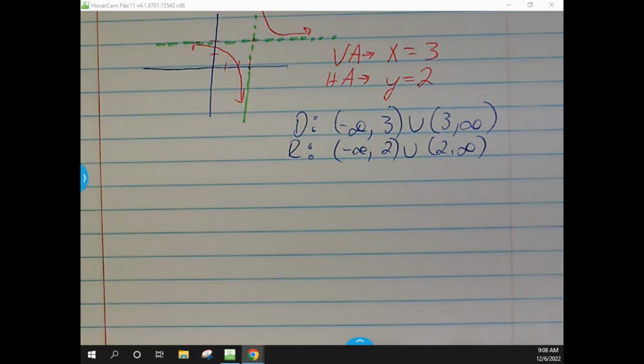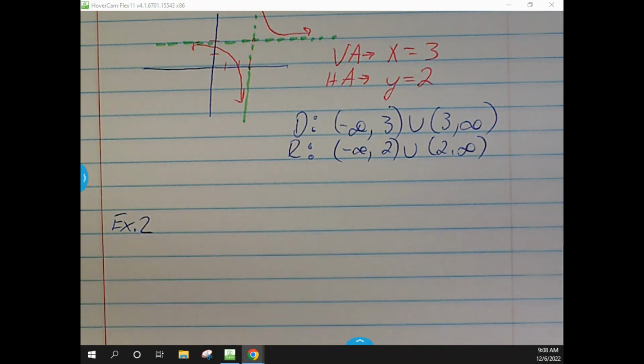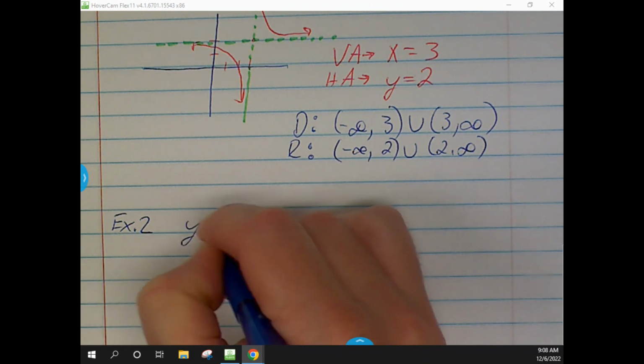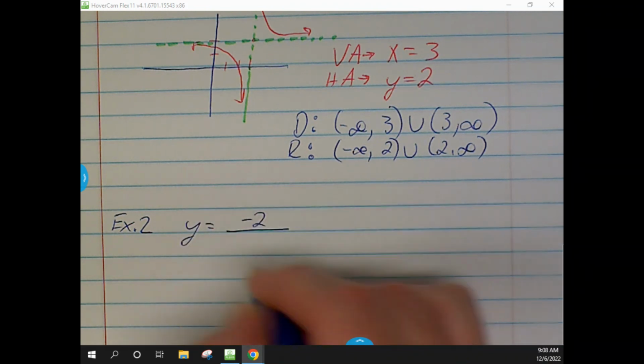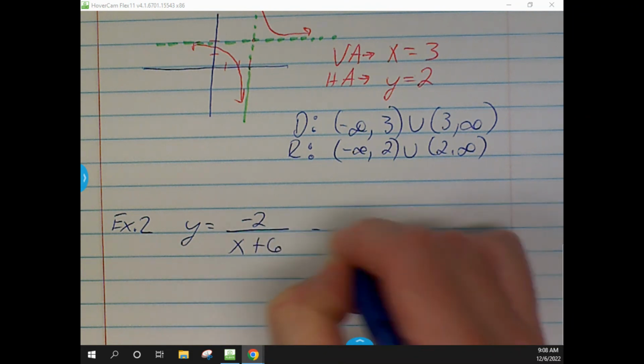All right, one more and we're done. All right, so let's go with y equals -2 over x plus 6, minus 7.